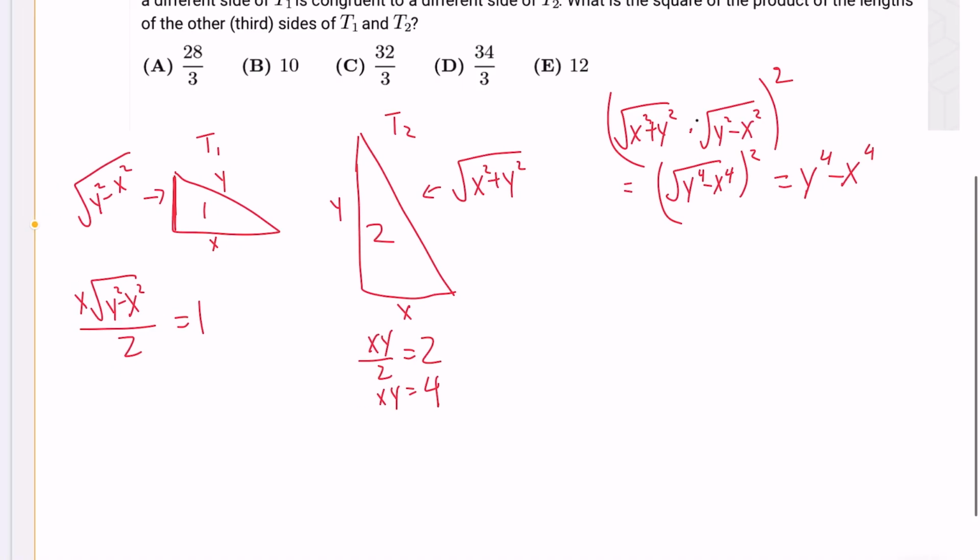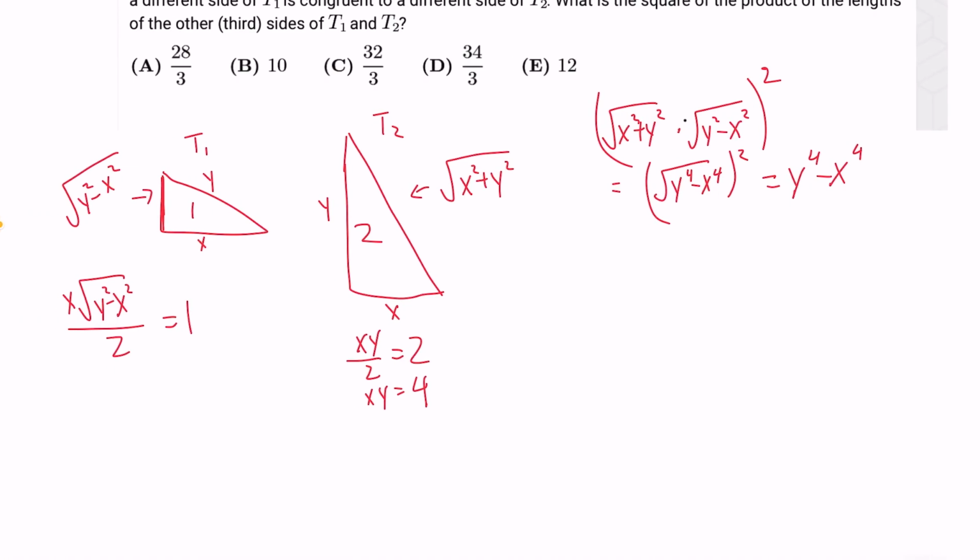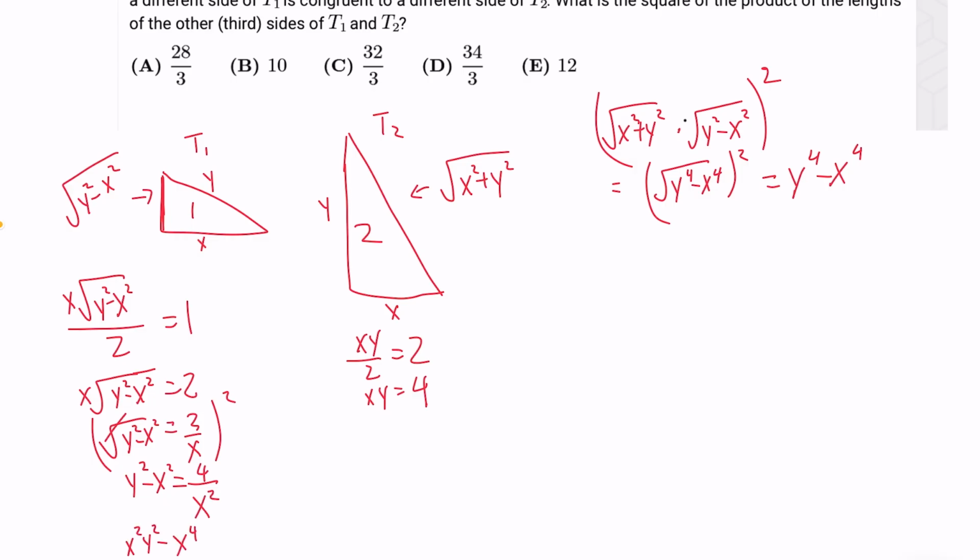And then I'm going to simplify T1's side as well, to get x times the square root of y squared minus x squared is equal to 2. Okay, so this is what the first equation simplifies down to. Squaring it, we see it's x squared times y squared minus x to the fourth. We know that x times y is 4, so x squared times y squared is just 4 squared, which is 16. So we can plug that in: 16 minus x to the fourth equals 4. That means that x to the fourth is equal to 12.